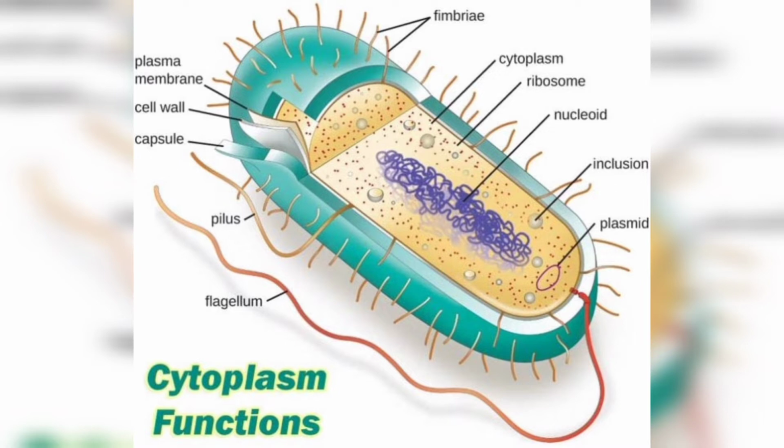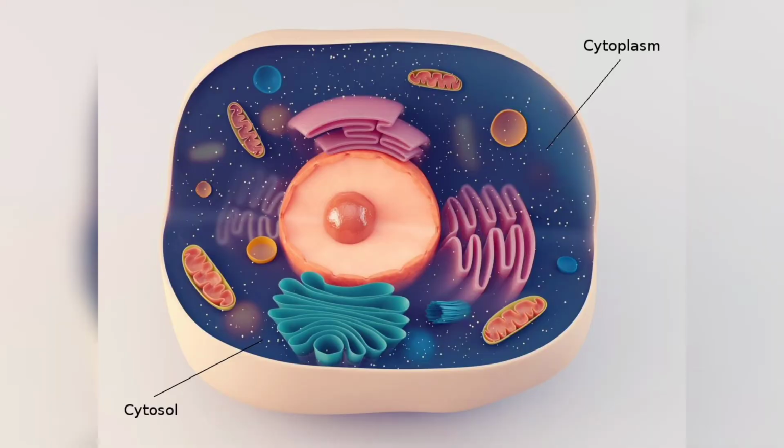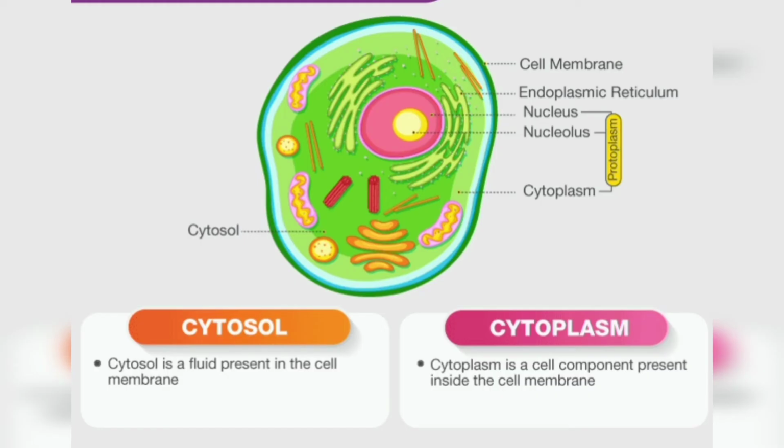Now the cytosol: when the cytoplasm is further divided, the liquid component which contains 60% water and 40% protein is called the cytosol, and the cytosol is a part of the cytoplasm. So the cytosol is a part of the cytoplasm and the cytoplasm is a part of the protoplast.